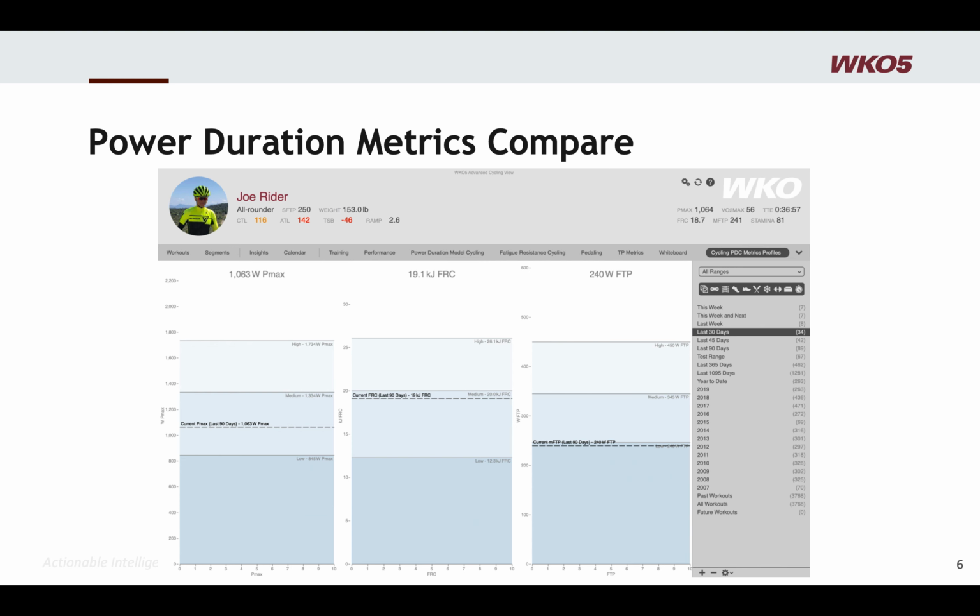Now, as you begin to think about strengths and weaknesses and limiters of this athlete, this would be a strength, and this would be a limiter, and this would be neutral. It's not necessarily hurting them, it's not helping them. This is hurting them, potentially limiting them, and this is a strength.